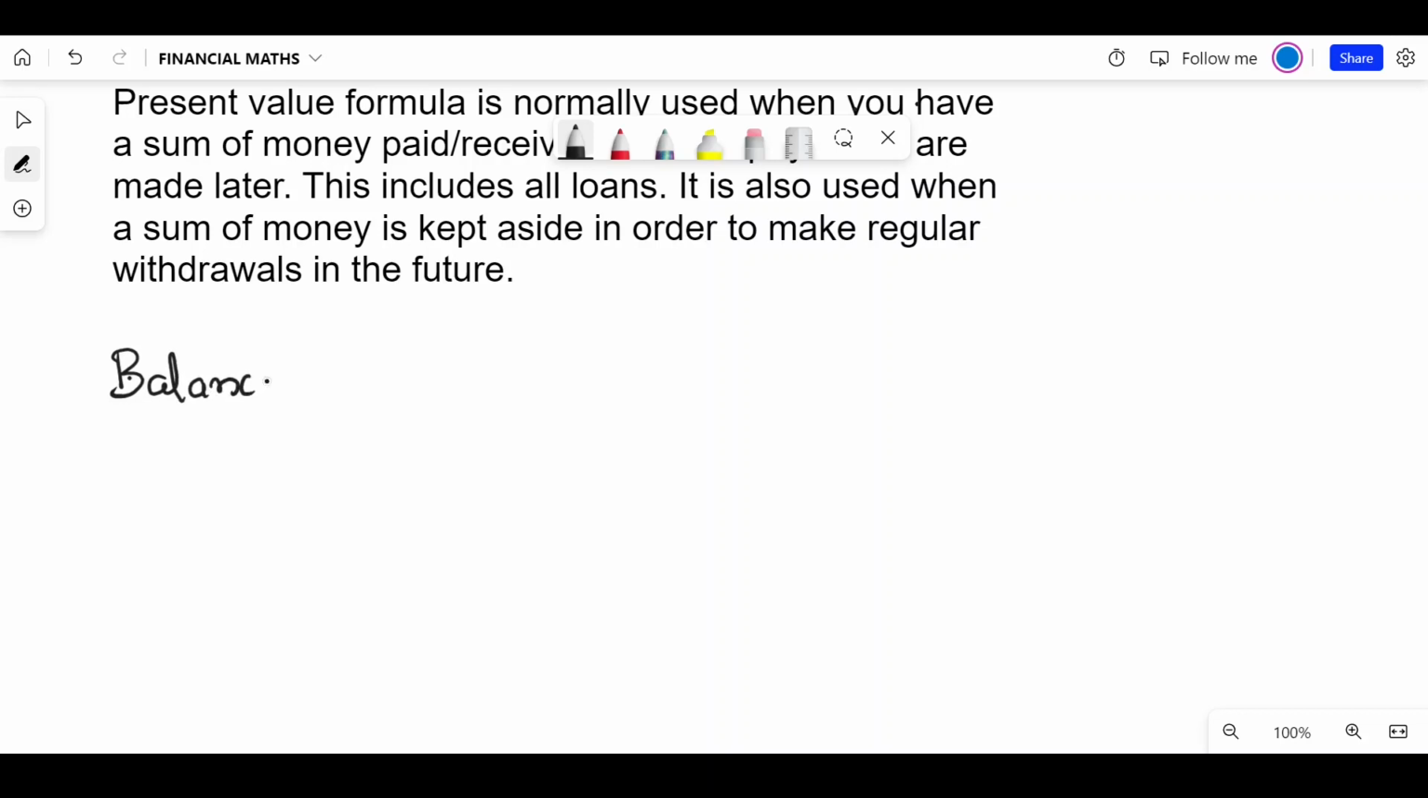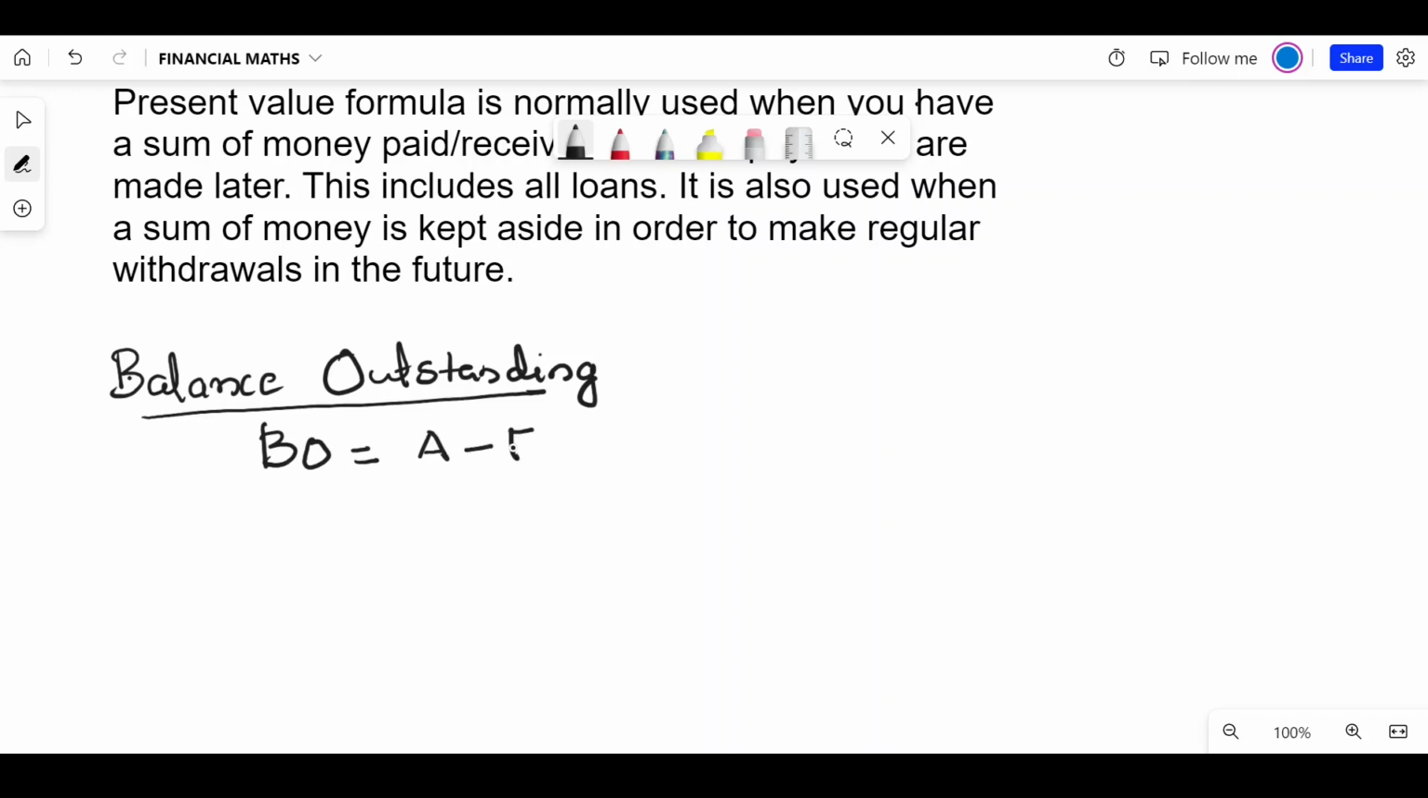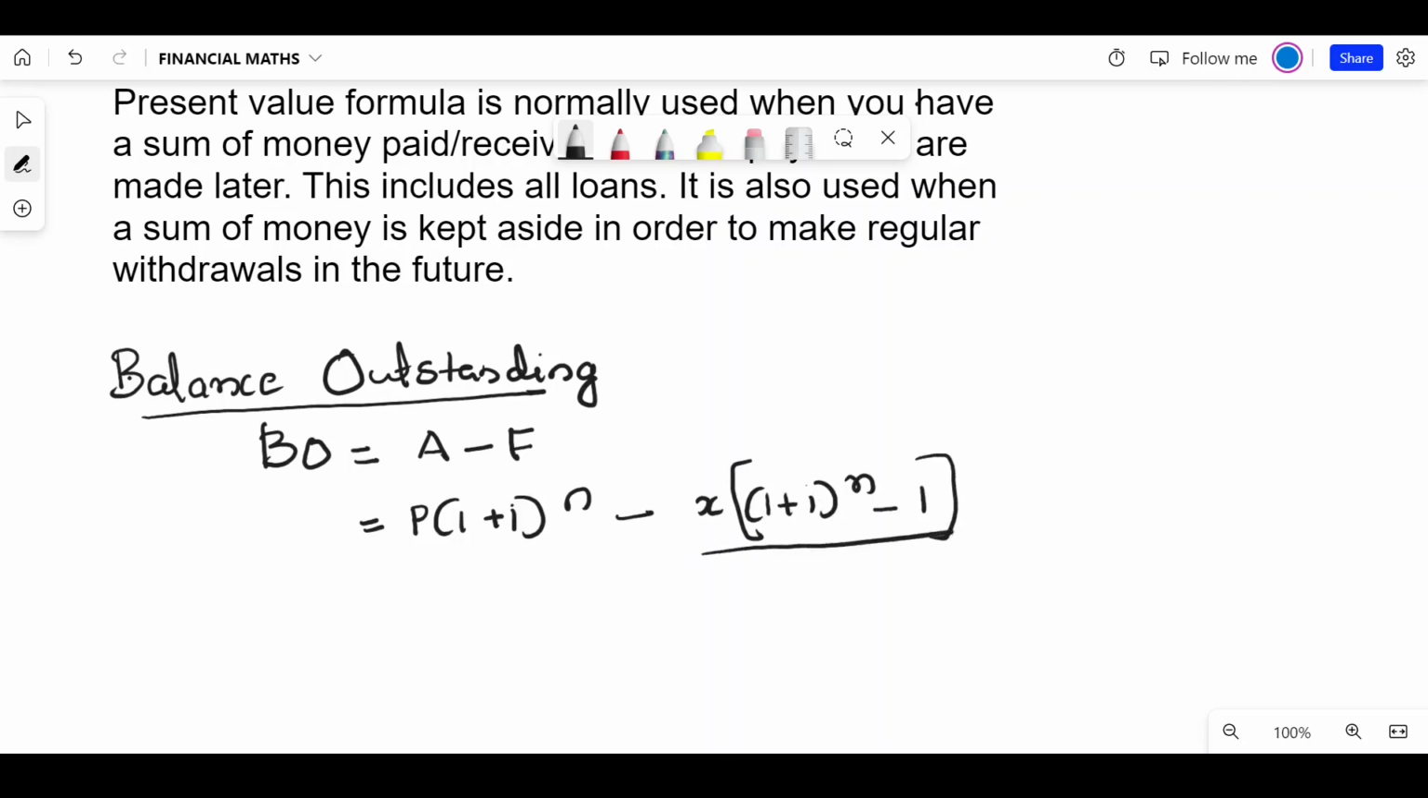So balance outstanding. Let me just write BO for now. It is always found by these two formulae, A minus F. A means we know the formula A = P(1 + i)^n, minus F, where the F formula is x times ((1 + i)^n - 1) divided by i.